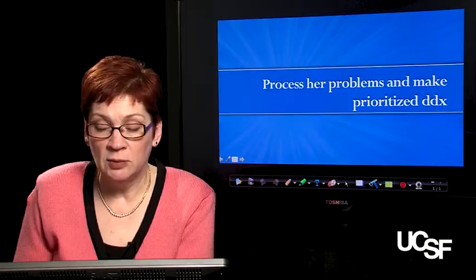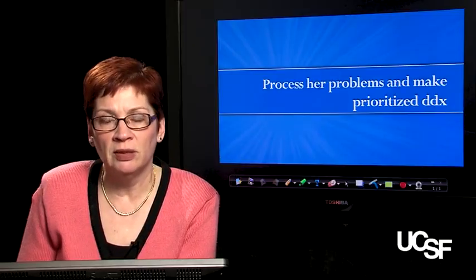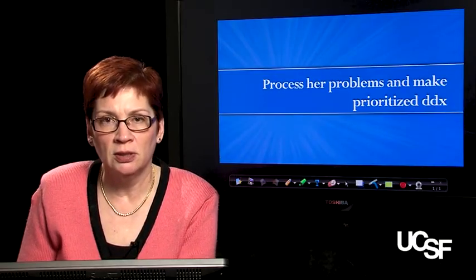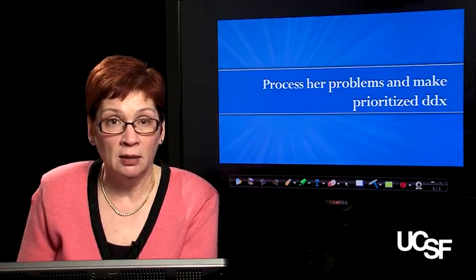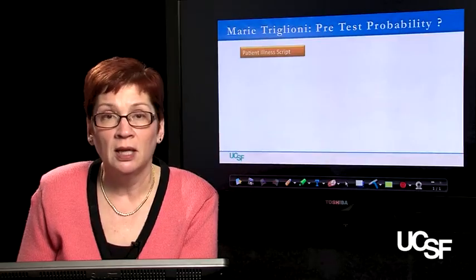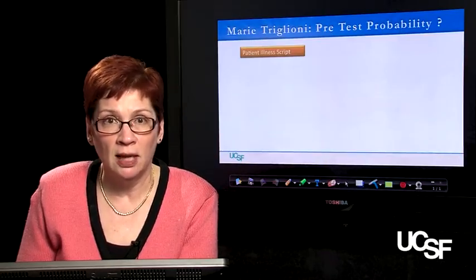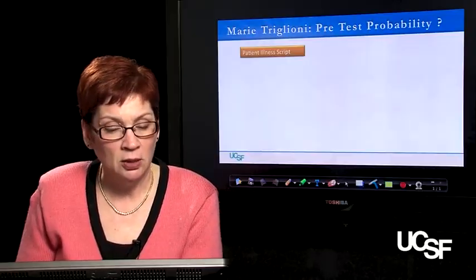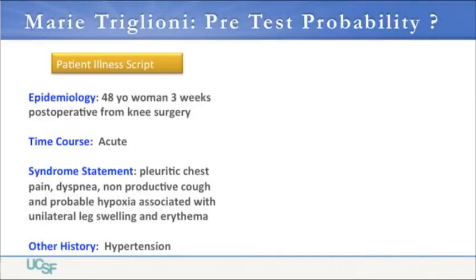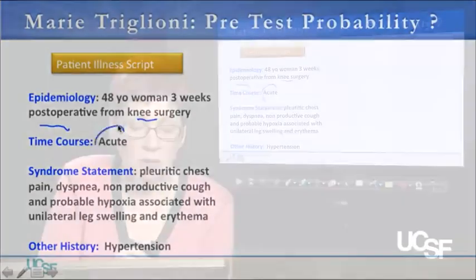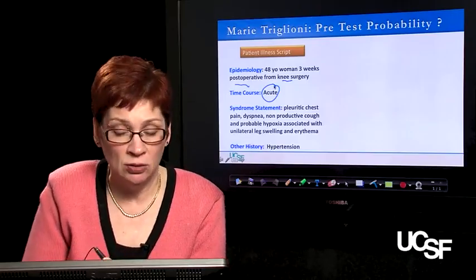So, as I said, let's make sure that you can process her problems and make a prioritized differential diagnosis. I'm going to skip ahead and show you what I constructed for her patient illness script, and then the differential diagnosis that my team has developed. So here's her patient illness script. Epidemiology, she's a 48-year-old woman who's 3 weeks post-operative from leg surgery. Time course is acute. She was fine yesterday, and today she has this new symptom.